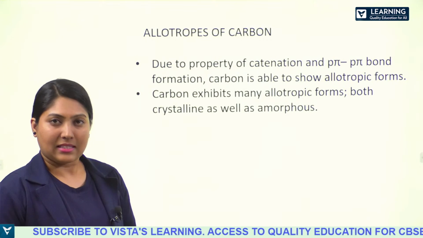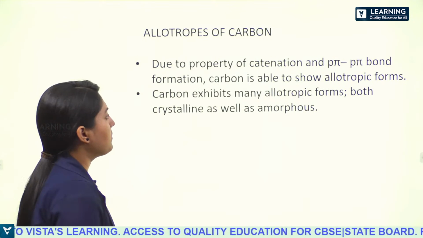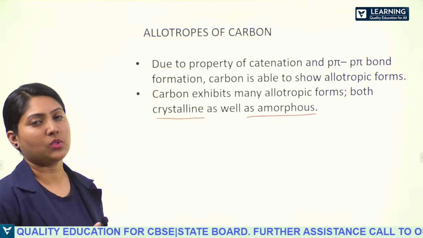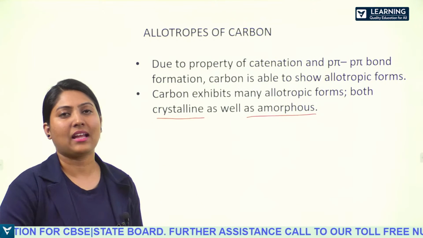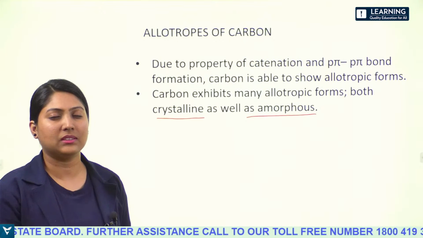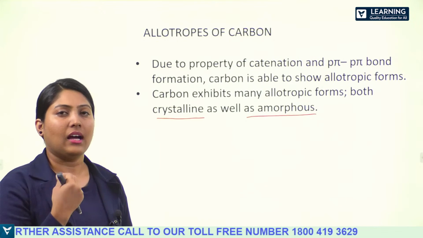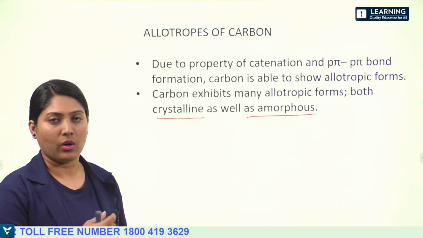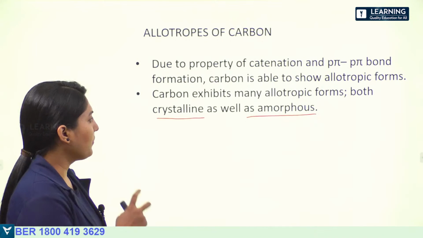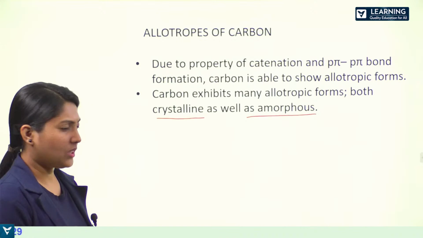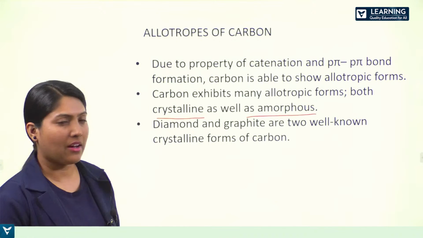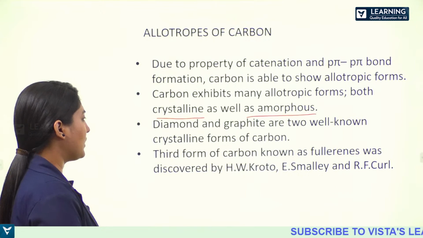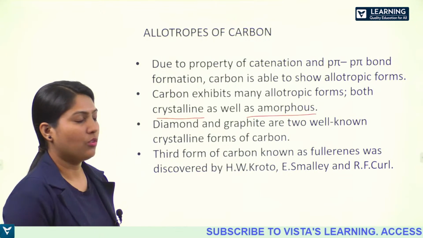Carbon exists in many allotropic forms, both crystalline as well as amorphous. We have 2 types of solids, right? Crystalline as well as amorphous. Amorphous will be a soft powder, like talcum powder, whereas crystalline is like sugar or salt. It will have an exact structure. Diamond and graphite are 2 well-known crystalline forms, and the third one is fullerene.